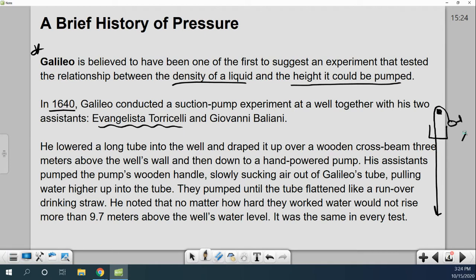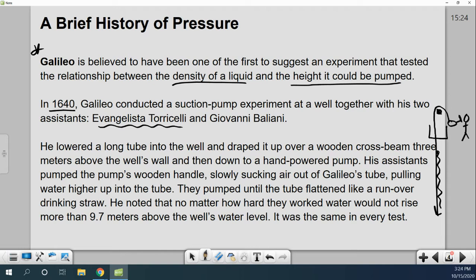It's a hand pump. Here's Torricelli, his assistant. Fantastic. So his assistants pump this wooden handle. They slowly suck the air out of this tube, and they pull water higher and higher and higher up the tube, as high as they can go. And they keep pumping until the tube flattens itself out, like a run-over drinking straw, just sucked flat.